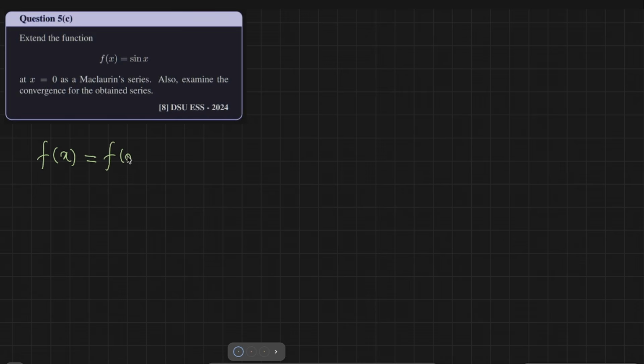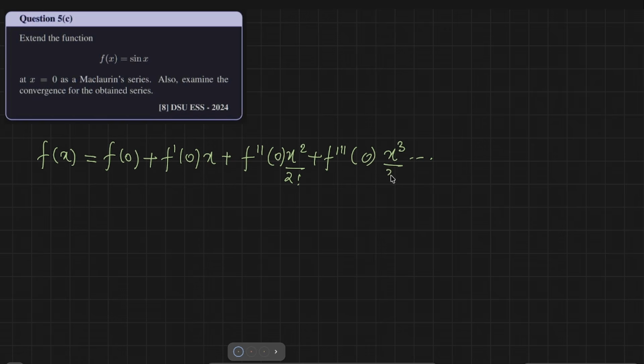Whenever you have f of x, Maclaurin series means a Taylor series at point x equals 0. So this is basically f of 0 plus f dash of 0 into x, then f double dash of 0 into x square divided by 2 factorial, then f triple dash at 0 into x cube divided by 3 factorial, like this, and so on. So first of all, what is your f of x? It can be given as any function. Then the derivative, and you can find f of 0 is equal to 0.